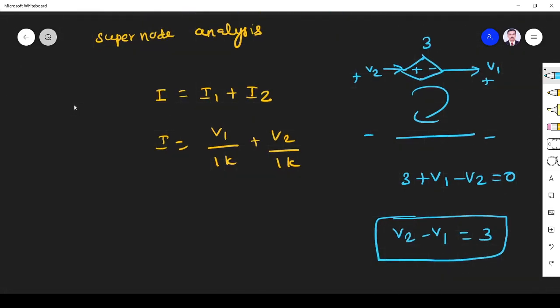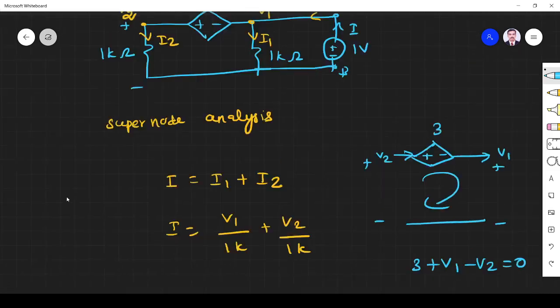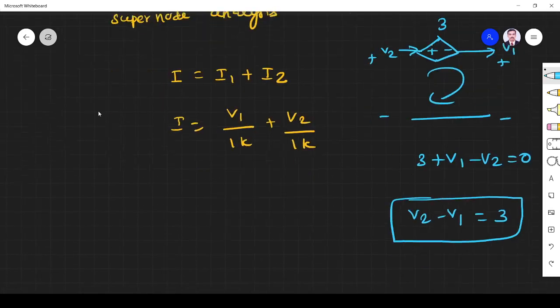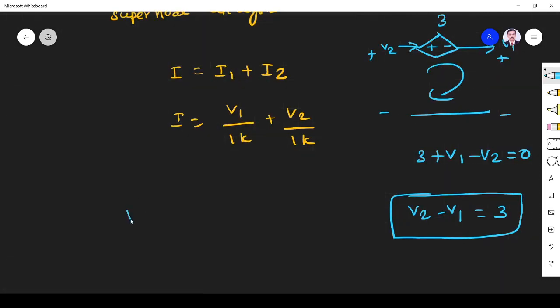Next. So now we will see from this. I know what V1 is. From the diagram we will understand. Voltage across this 1K is V1. So this V1 is the same as this 1 volt. This is also 1 volt. Voltage across AB is 1 volt, so the same thing is applied across here. So V1 is equal to 1 volt. From the diagram we understand V1 is equal to 1 volt. If you substitute here, V2 is equal to 4 volt.